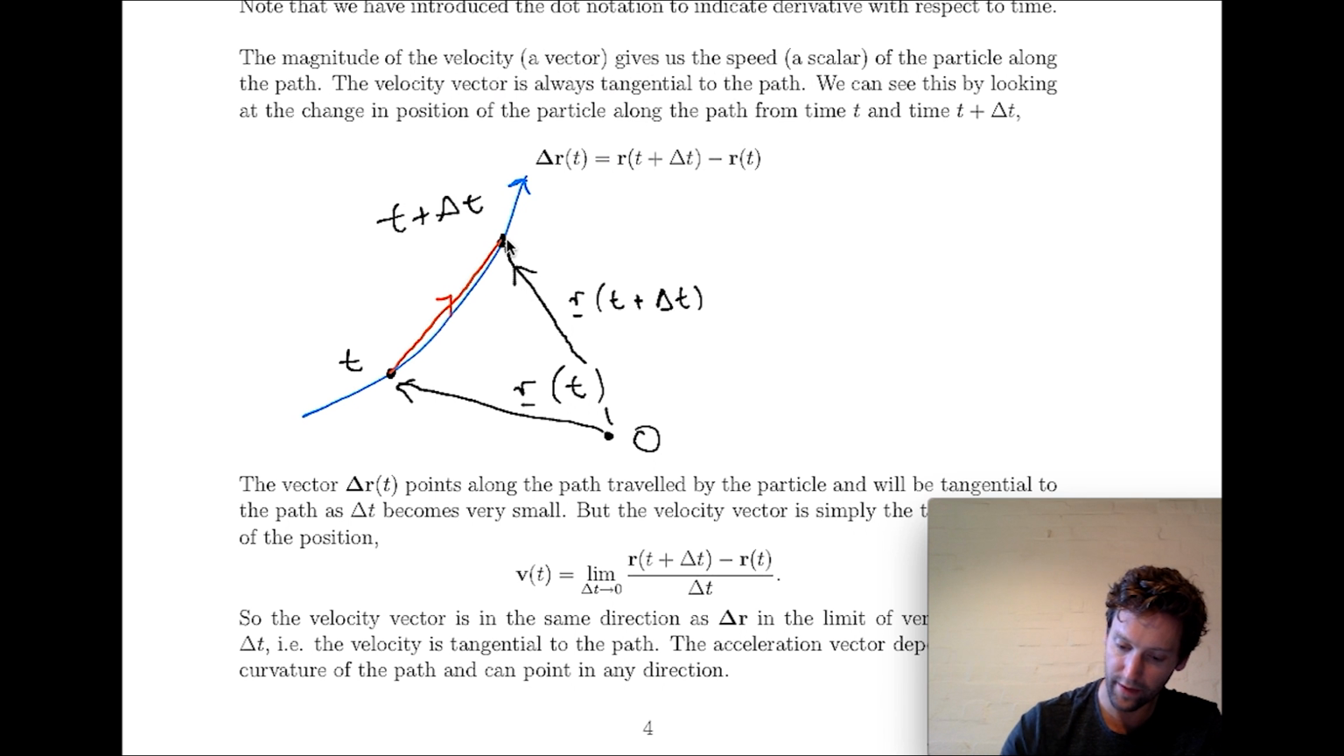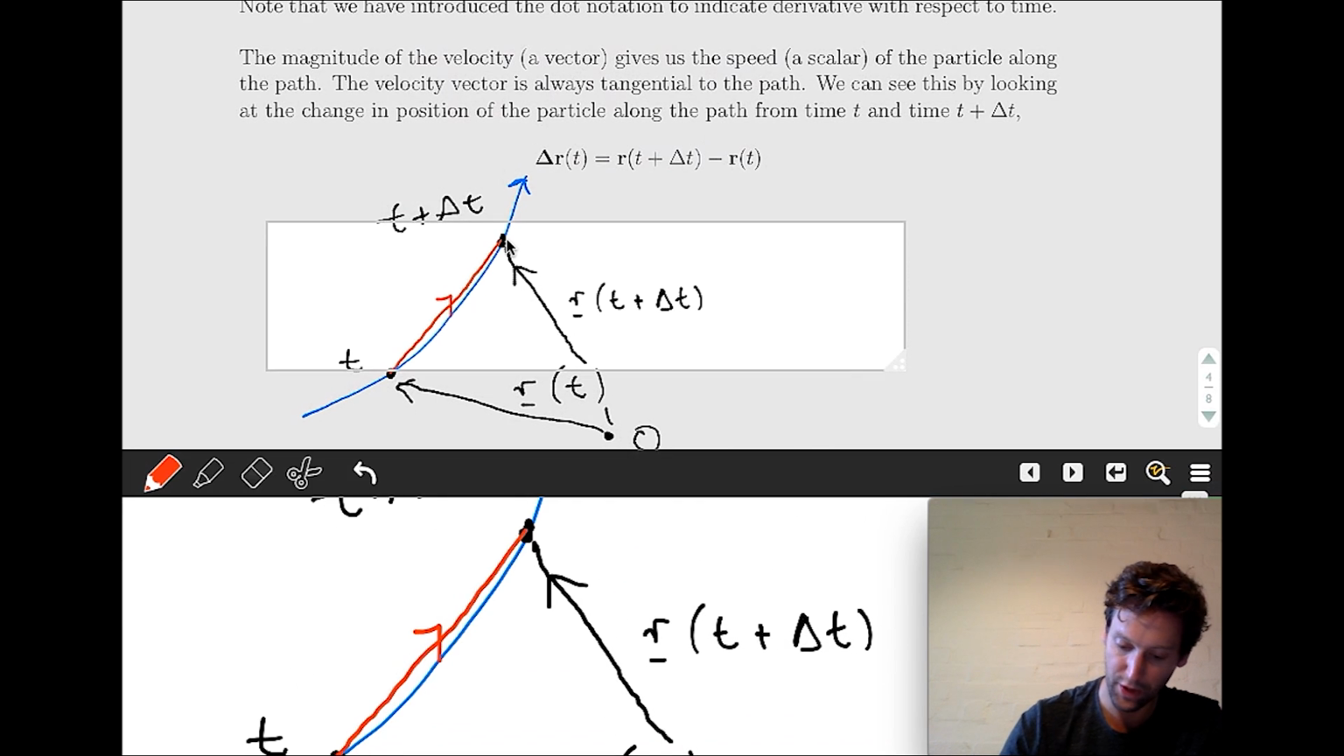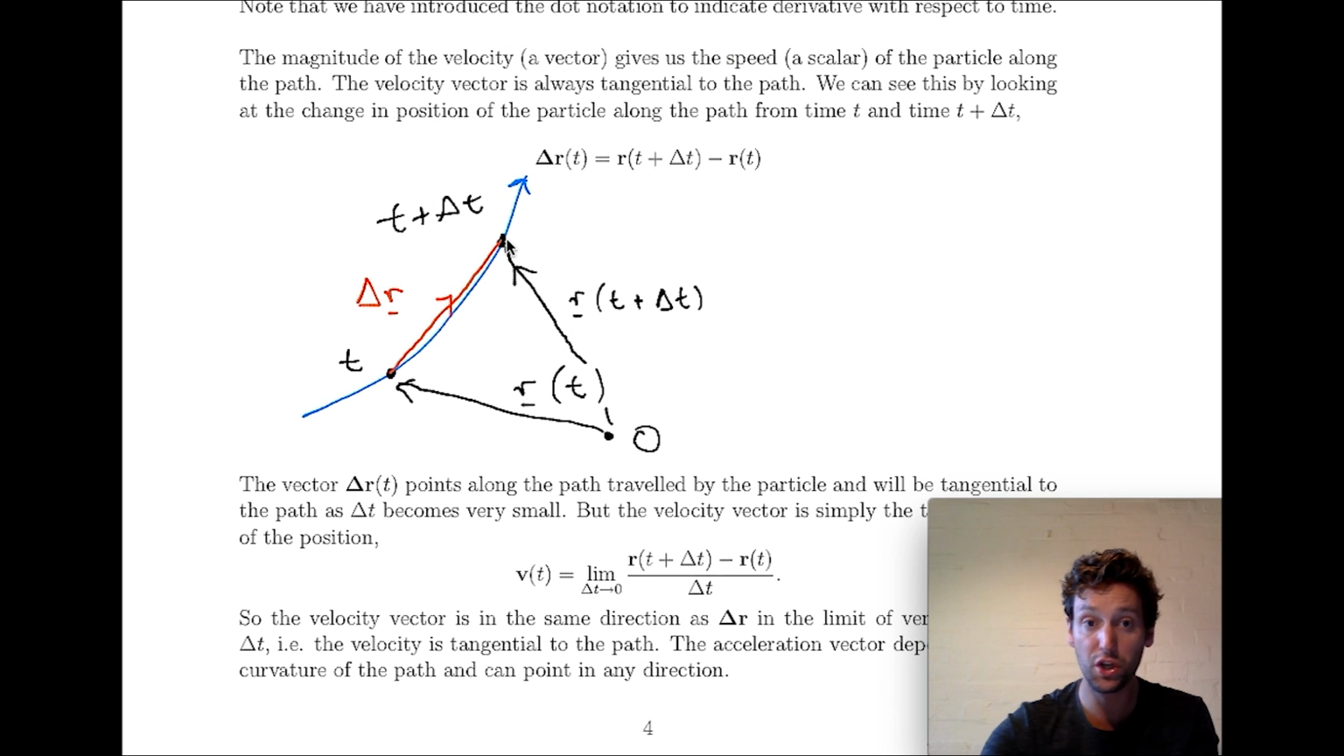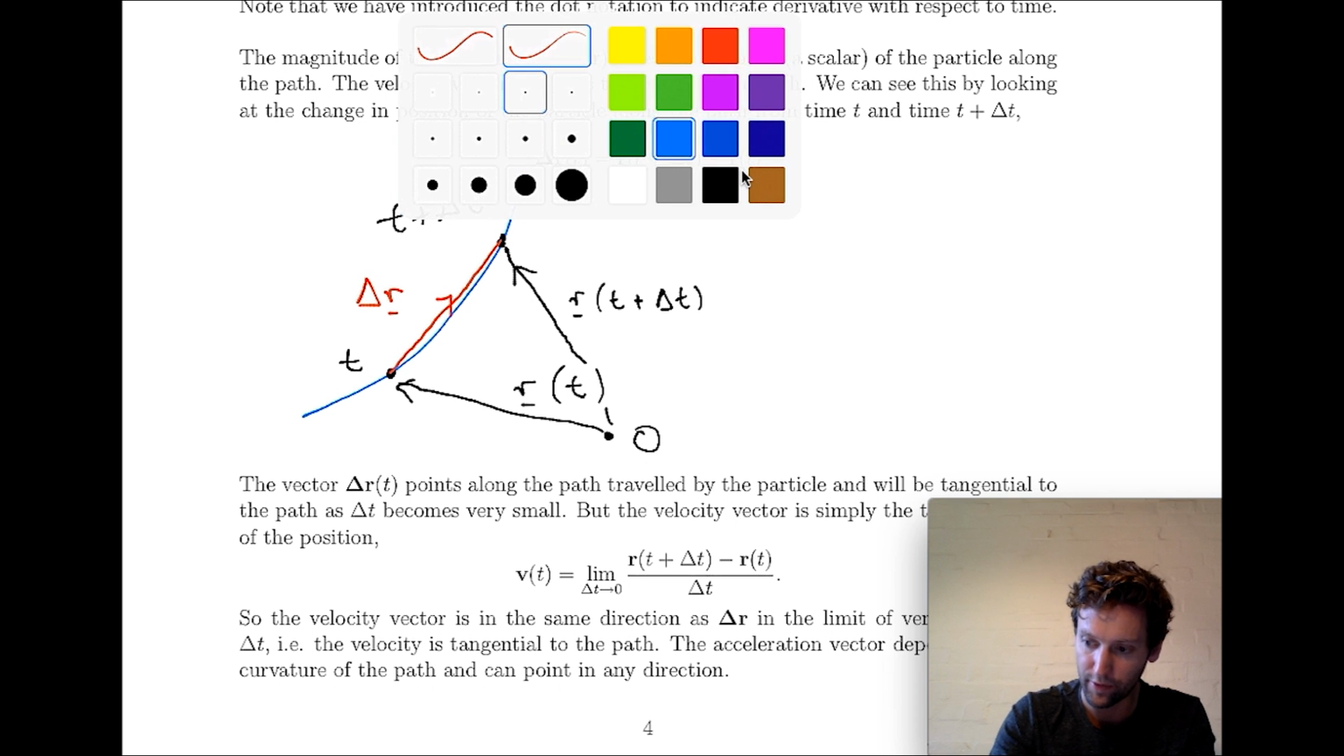And I can call that vector delta r, the change in the position r. And that's a vector, of course, as well. It's got a magnitude and a direction, and it's going to be simply given by the difference between the positions at the ending point and the starting point. Now, as the time change, delta t, gets smaller and smaller and smaller, let's see what happens.